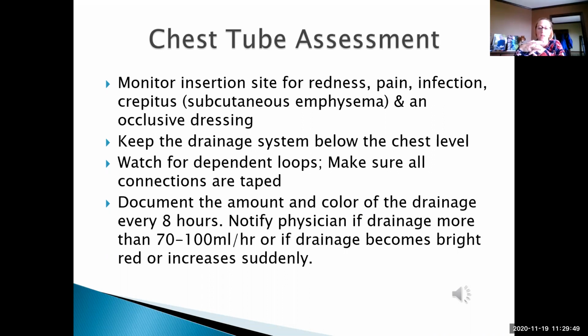And you're going to document the amount and color of the drainage every 8 hours or more frequently, depending on your setting. But you're going to notify the physician if they start to have more than 100 mL an hour, or if it becomes bright red or just increases suddenly. You want to notify the physician because that indicates that there is some active bleeding going on.